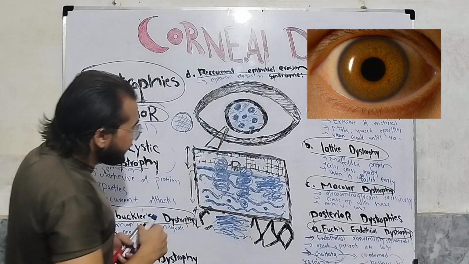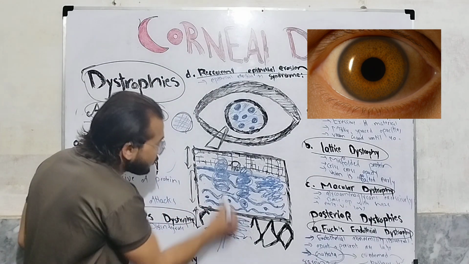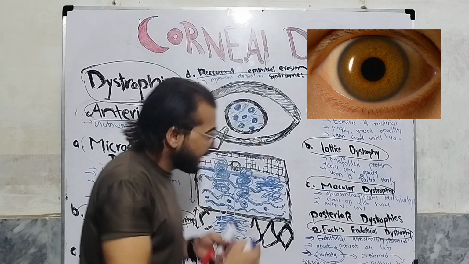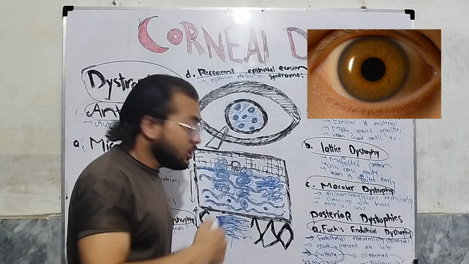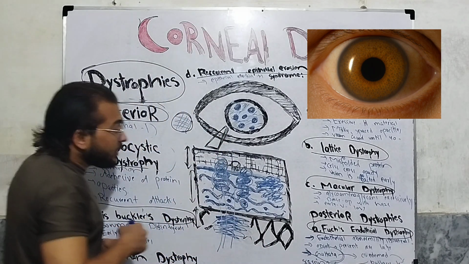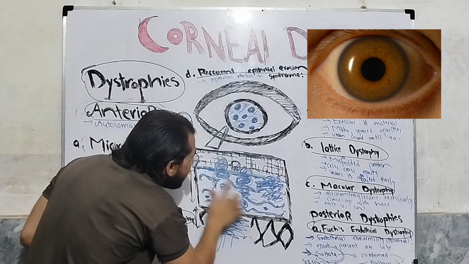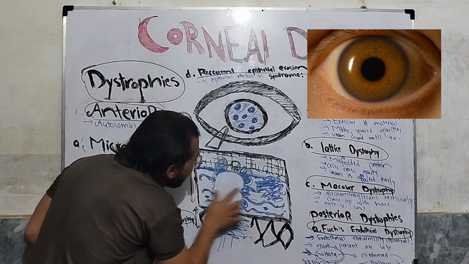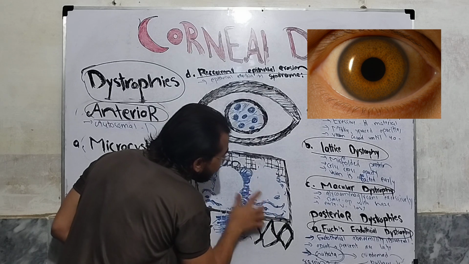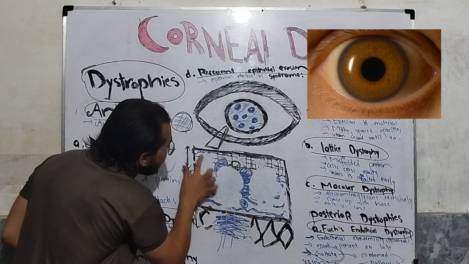Now, ultimately these guttata will be followed by corneal edema. The fluid will rush into the cornea and cause corneal edema. We know that the endothelium acts as a pump and removes the extra fluid from the cornea. Now there is no pump, so the fluid will rush in. This corneal edema will be followed by bullous keratopathy, which means there will be so much fluid in the stroma of the cornea that there will be the formation of bullae. This is called bullous keratopathy.